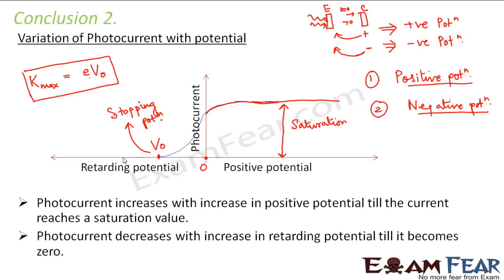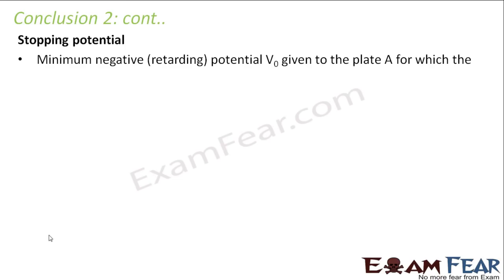Okay. So the second part was that photocurrent decreases with increase in retarding potential till it becomes zero. These were the two important observations from this photoelectric effect experiment. Now let us quickly talk about stopping potential. We will just review it. I already explained the concept.